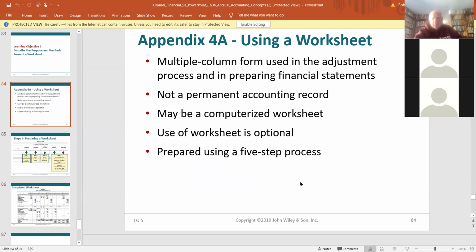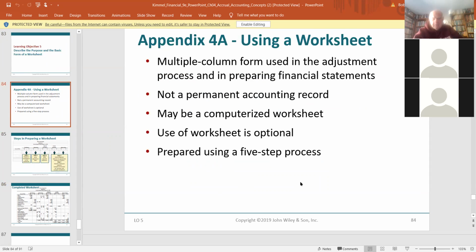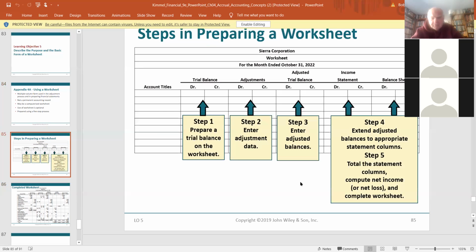This is Appendix A. I'm going to go through this briefly. Most textbooks really go into this in more detail than this book. Here's how you keep track of the adjusting entries.